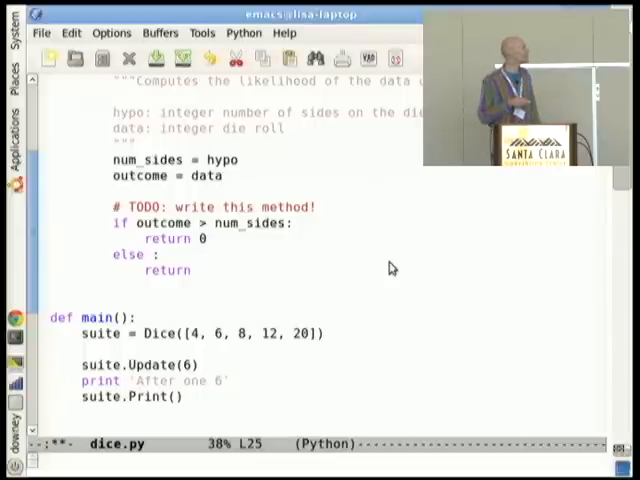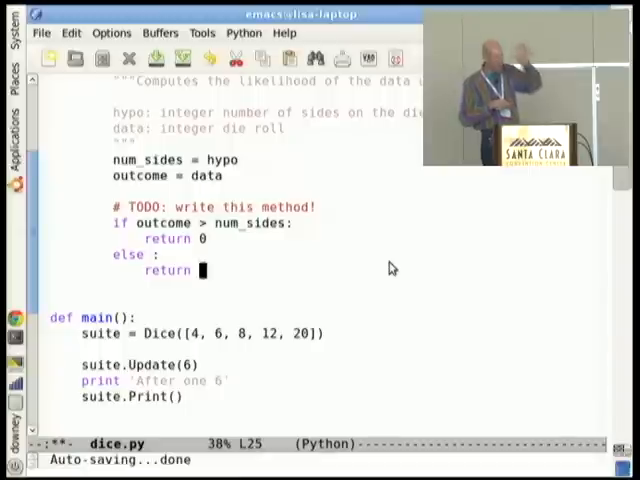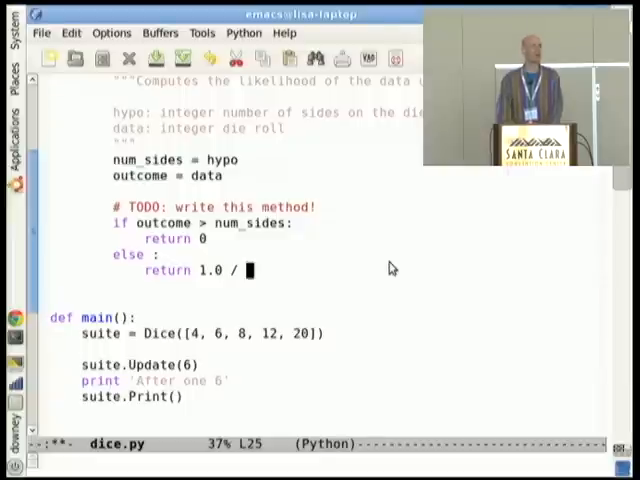The other case means I got something that's legal. Now the question is, if the number of sides is num sides, then what's the probability of getting whatever I got? 1 over num sides, assuming that it's equally likely. And if you're using Python 2, which you should be for this, remember to throw in a floating point value whenever you do a division, because otherwise you get integer division, which in this case is not going to do what you want. So I think that'll work.